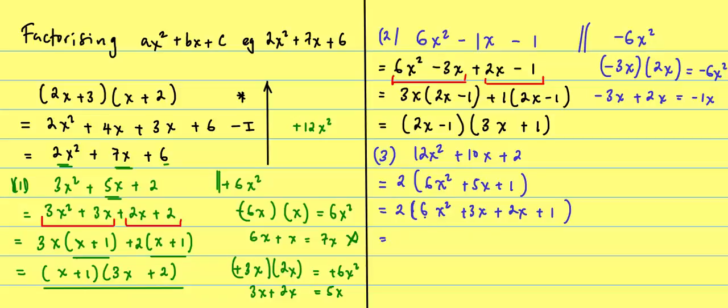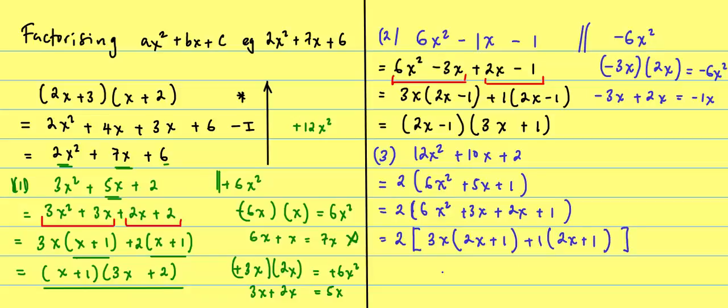Alright, and then I'll group in pairs and introduce a square bracket. If we take out a 3x between these two, so we write 3x outside the bracket, 3x goes into 6x squared 2x times, plus 3x divided by 3x is going to be equal to 1. And for the last two terms, the highest common factor is going to be a positive 1, and so we are left with 2x plus 1.